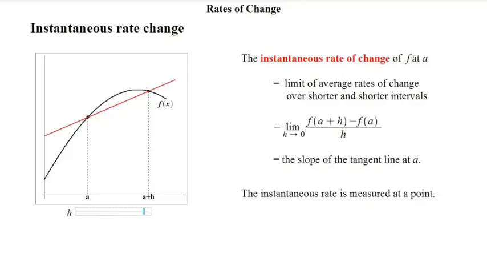And now we want to take the limit as h gets closer and closer to 0. So if we now slide h towards 0, we see that the secant lines, which give us the average rates of change, will approach a limit, and that limit will be the tangent line to f at a. So the slope of that tangent line will give us the instantaneous rate of change of f at a.